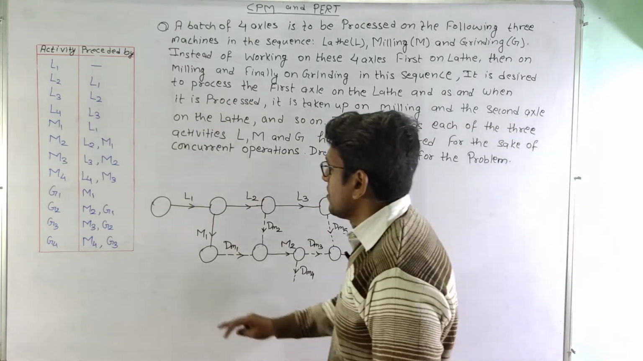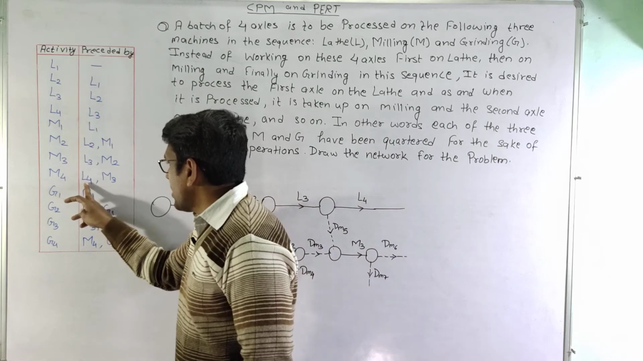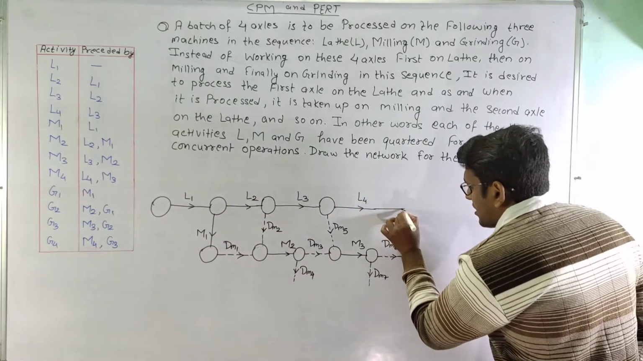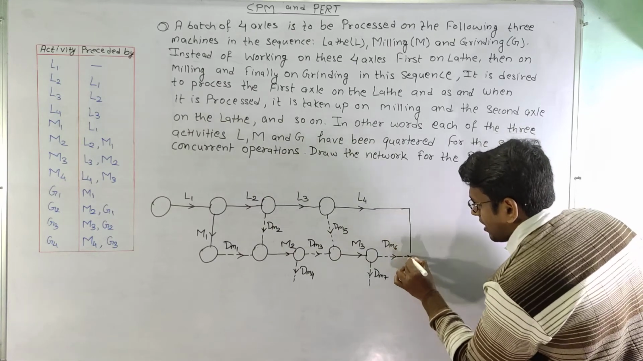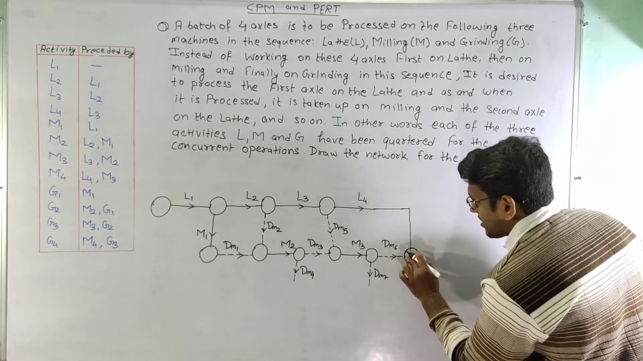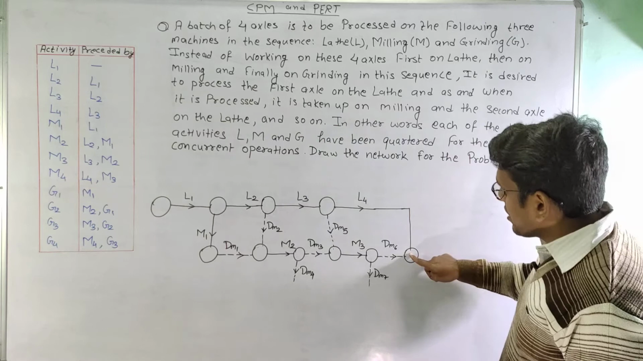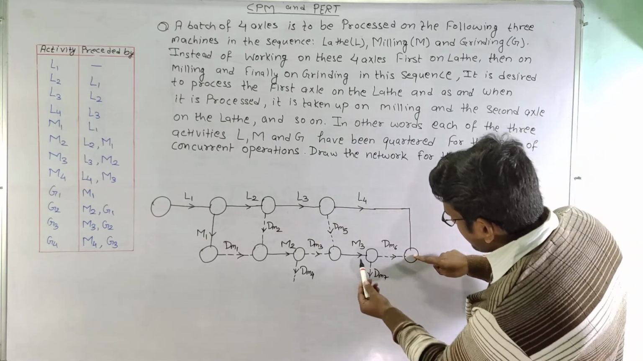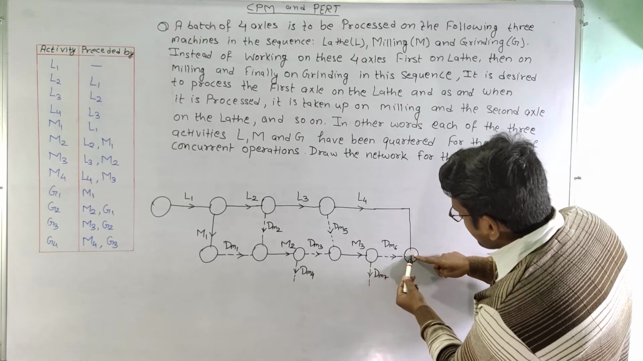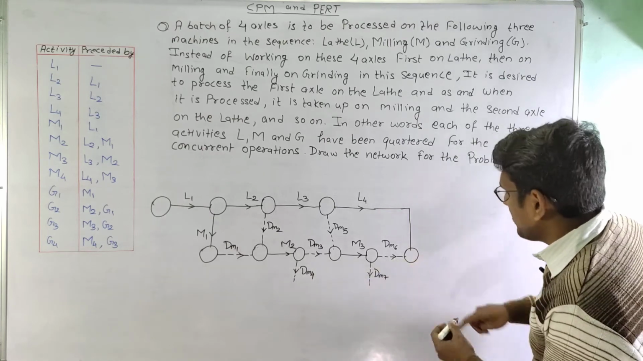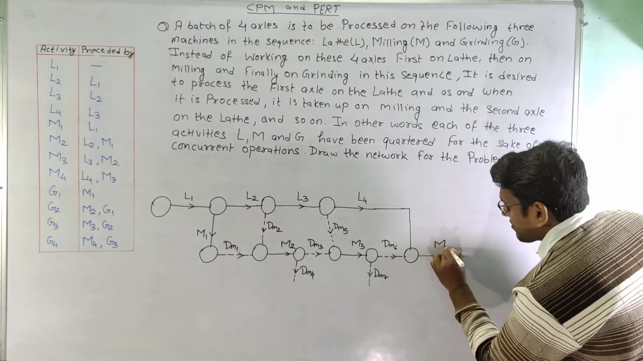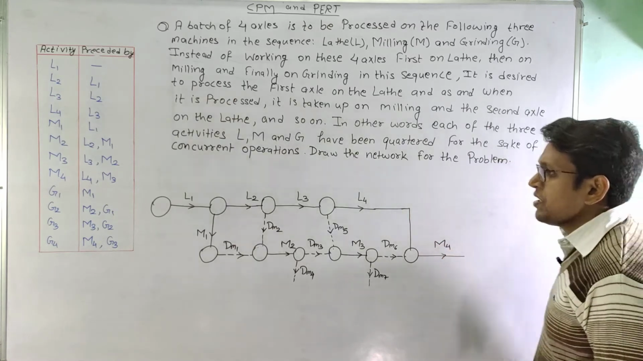Now to draw M4, we need to have L4 completed and M3 completed. So we will bring L4 here. So we can see that at this particular node, activity L4 is completed as well as activity M3 is completed. So at this point, we can start activity M4 here. So we have started activity M4.